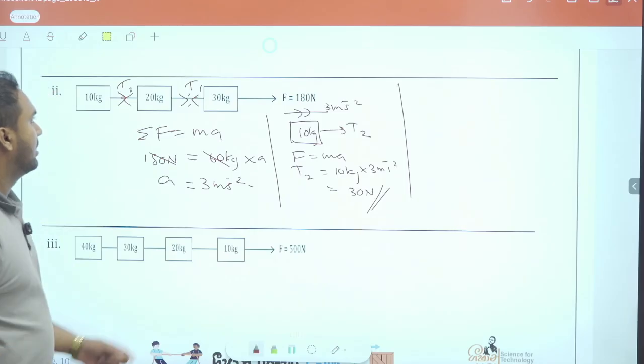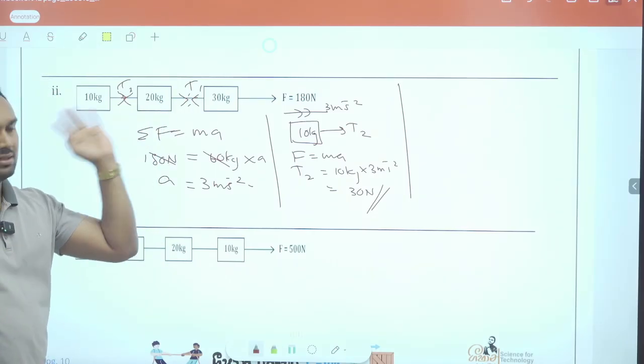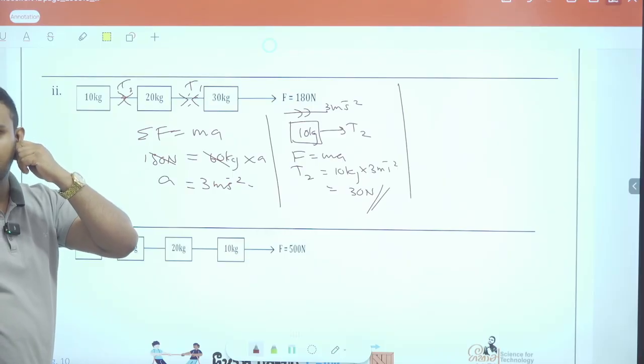So again then I have to find T1. You can either isolate 20 or 30, that doesn't matter. Which did you isolate, 30 or the 20?